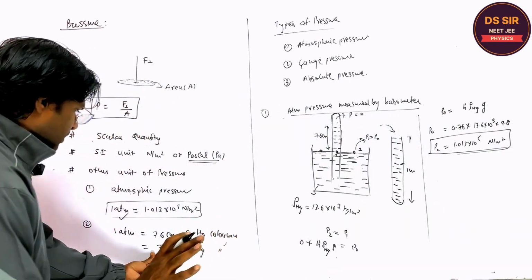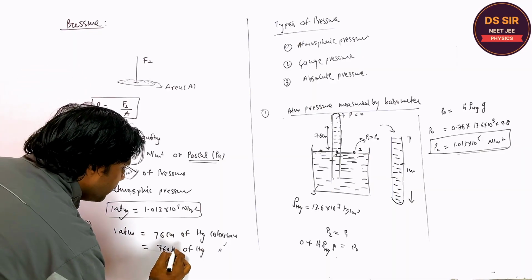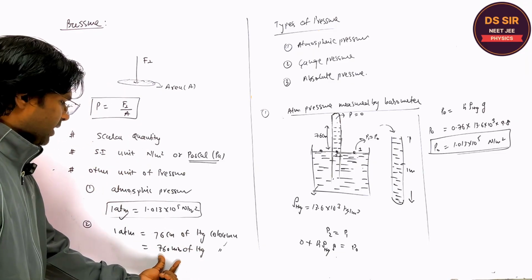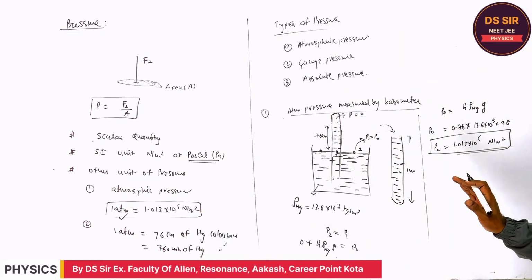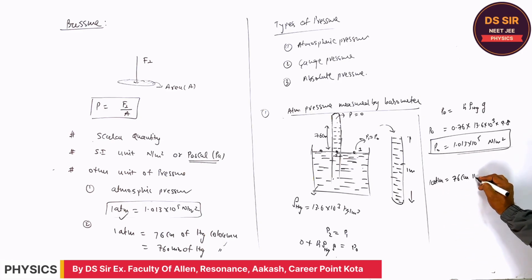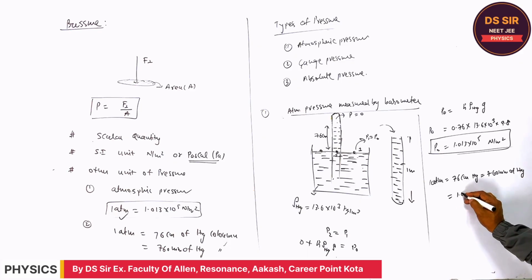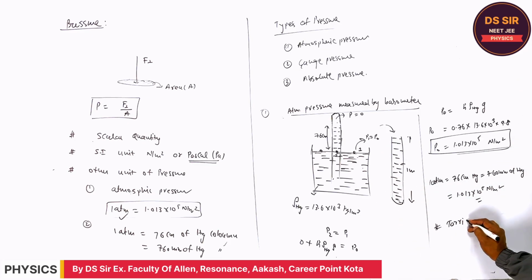Wait for 1 minute, I have made a mistake. This is 76 centimeter of mercury, and 760 millimeter of mercury column. Please make it correct. So this 76 centimeter mercury column is equal to the atmospheric pressure. So 1 atm pressure is nothing but 76 centimeter of mercury column, 760 millimeter of mercury column, or 1.013 into 10 to the power 5 Newton per meter square, and this is measured by the barometer. Sometimes it is also called Torricelli's experiment. Calculate this, copy this.